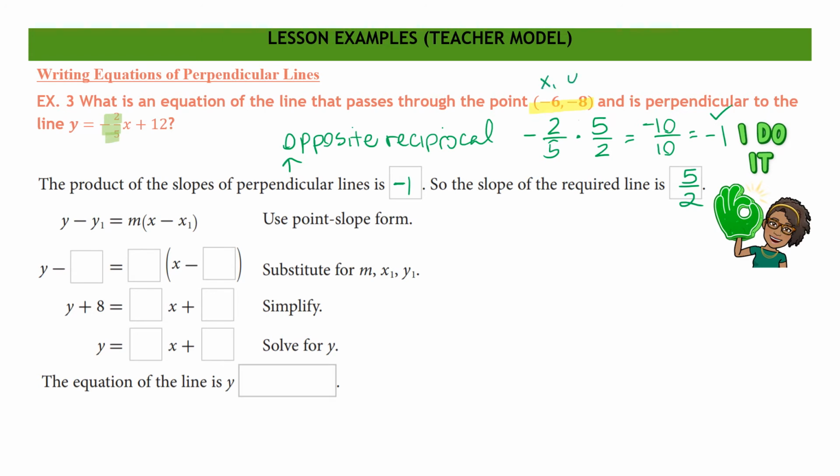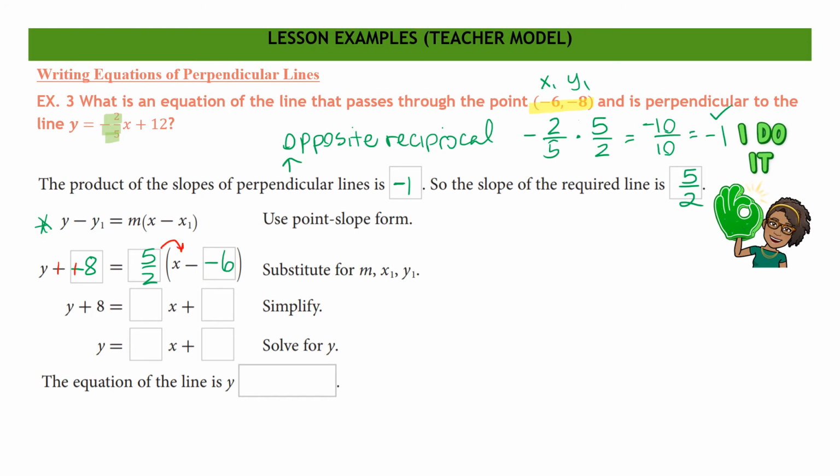And because I have a point and a slope, we're going to use our point-slope form. And here we're going to substitute in our slope, our x1 and our y1. So y1 is negative 8. Our slope is positive 5/2. And our x1 is negative 6. So before we solve for y, we need to simplify some things in our equation. So we have a negative and a negative here, y minus negative 8, that turns into a positive.